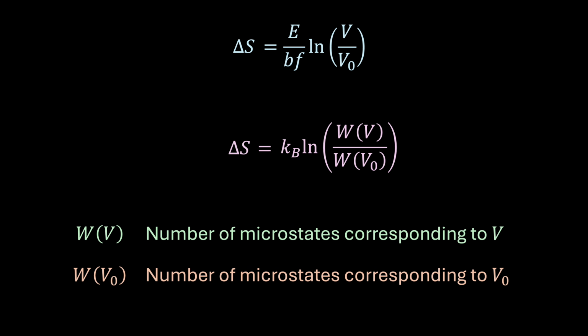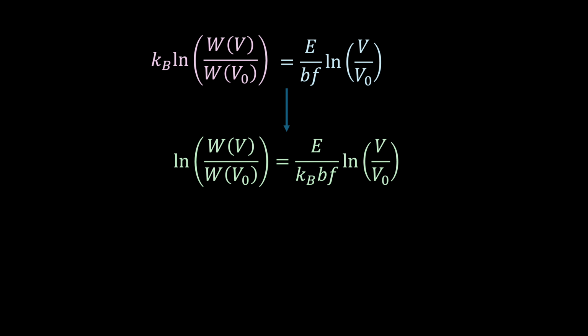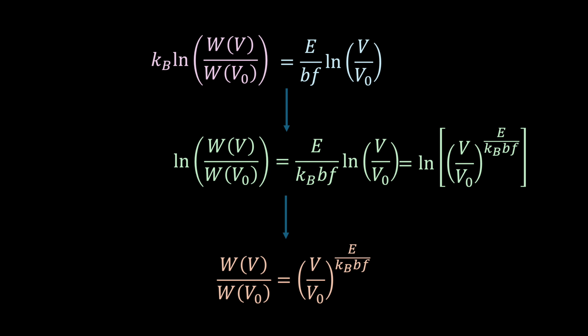And Einstein said that if we take Boltzmann's idea seriously, then we should be able to equate these two expressions. So let's do that and then divide both sides by Boltzmann's constant, and then we can use the properties of logarithms to rewrite the right-hand side. And then finally, if we exponentiate both sides, we find that W of V divided by W of V0 is equal to V over V0 raised to the power of E over KBF.